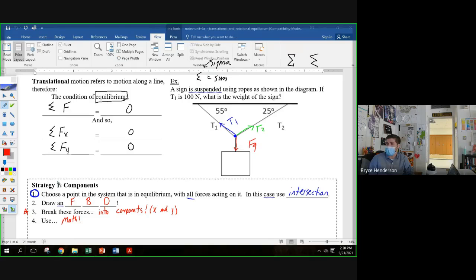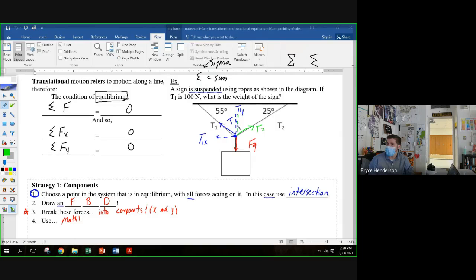Now let's take this diagram, let's add a little bit to it. Let's do step 3. How do I break these forces into components? Let's do T1, a little dashed line here, going out. And let's call that T1x. And we can do the same thing going straight up, and we could call it what? T1y, absolutely.